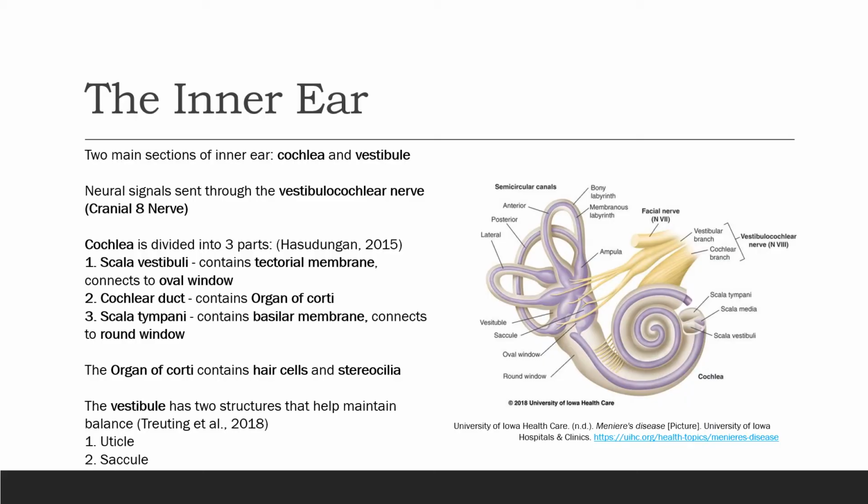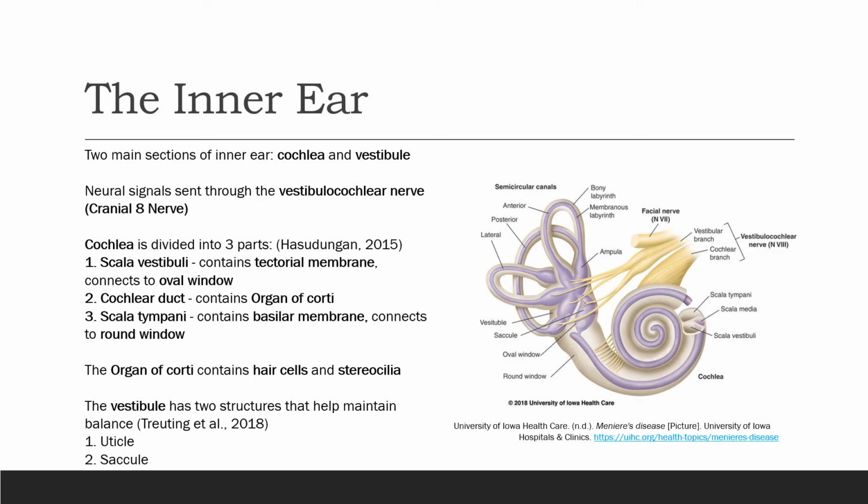The inner ear has several structures, but it can be divided into two main sections, which are the cochlea and the vestibule. Both of these structures are important for hearing and maintaining balance, as they send neural signals to the brainstem through the vestibulocochlear nerve, or the cranial nerve 8.